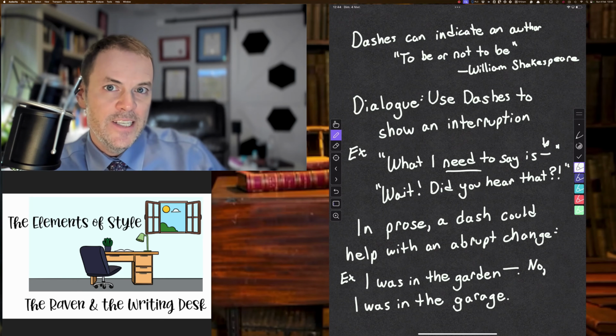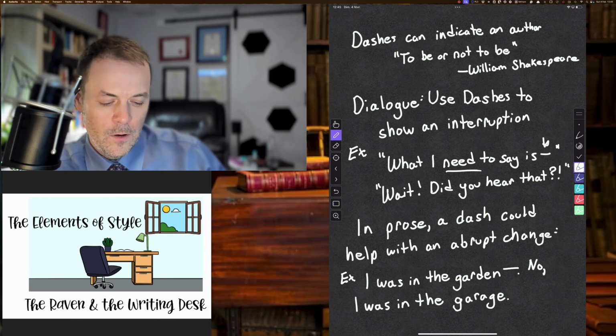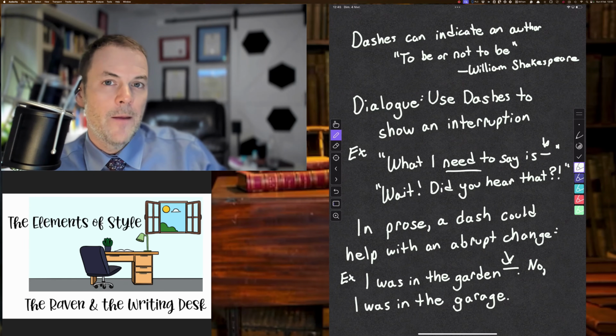You can also use the dash in prose if you want to make an abrupt change. "I was in the garden. No, I was in the garage." It sets up a bit of a I'm thinking here in this example.